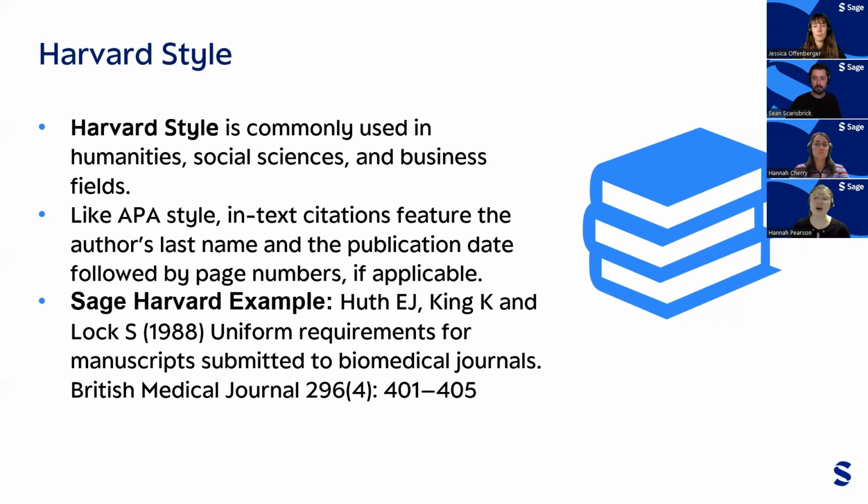Next up, we have Harvard style, which is commonly used in academic fields such as the humanities, the social sciences, and business. Similar to APA, in-text citations in Harvard style feature the author's last name, but followed by page numbers if applicable. Reference sections can be titled either references or bibliography, and they are also listed in alphabetical order. There are some variations. So here's an example from Sage's Harvard Style Guide.